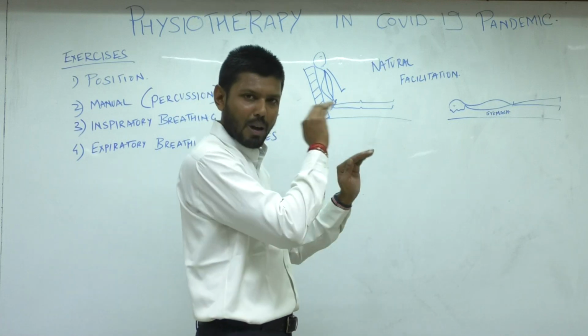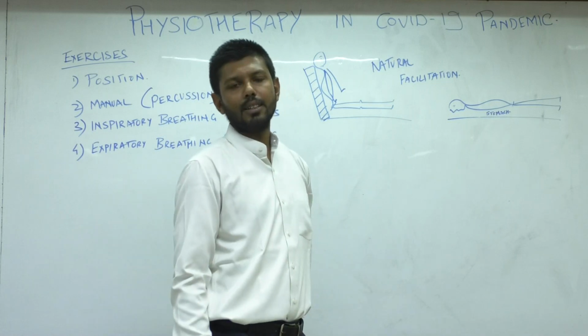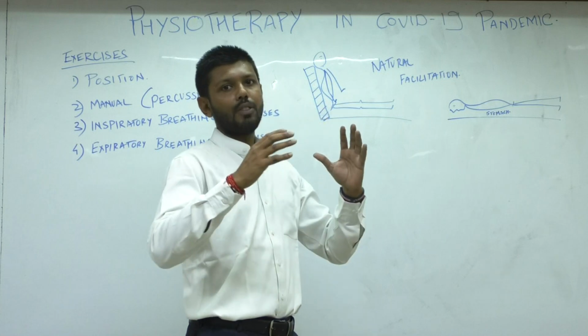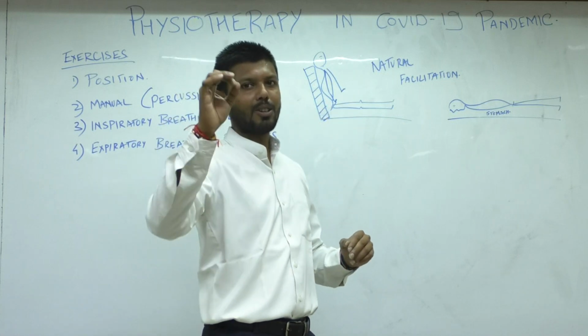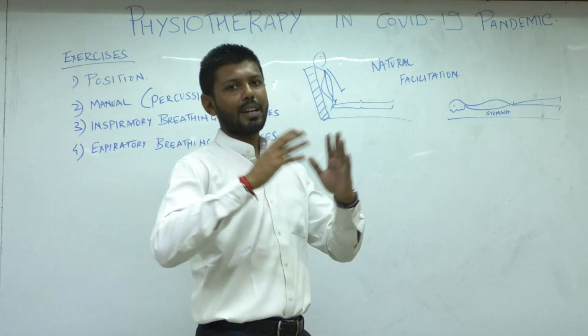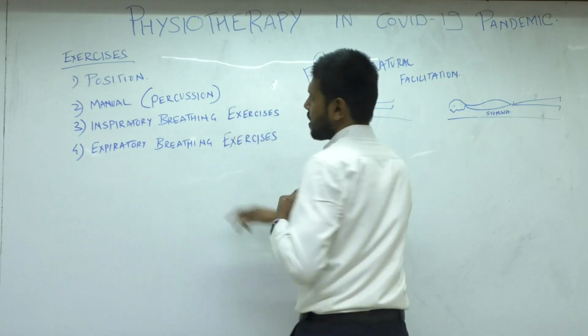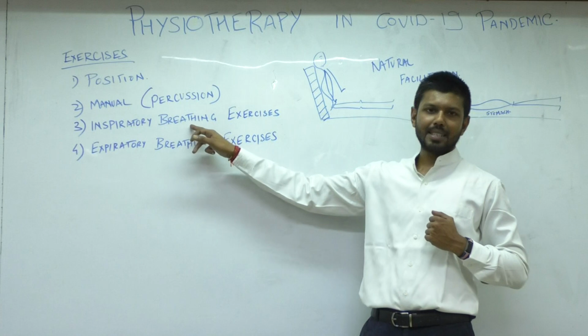By manually percussing it, we are going to stimulate lung expansion. That's how we are going to revive that collapsed lung, the terminal bronchioles, and get them back to their functional capacity. So that's number 2.